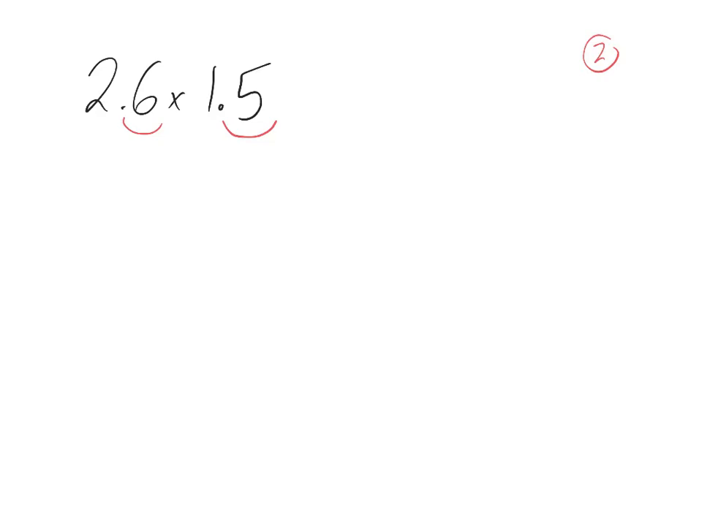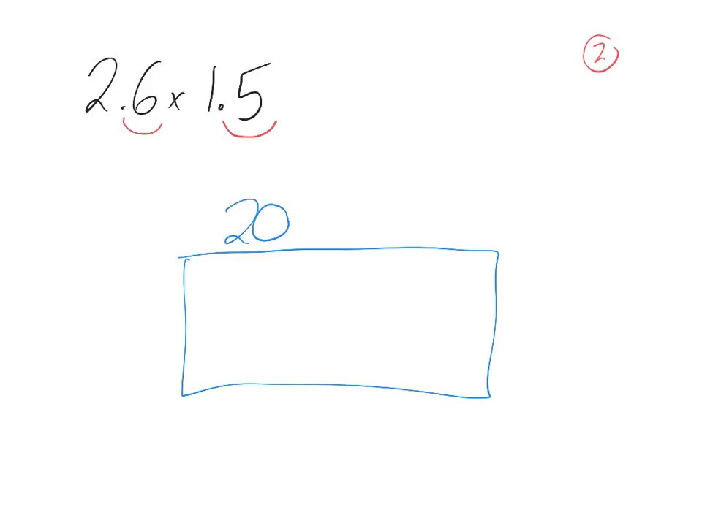What numbers do I have left? If both decimals are gone, what two numbers am I going to multiply? 26 and 15. How do I write 26? Okay, well I'm going to write a 20 and a 6. And then how do I write 15? 10 and 5. Excellent, good job. So now I have a 10 and a 5 and a 20 and a 6.